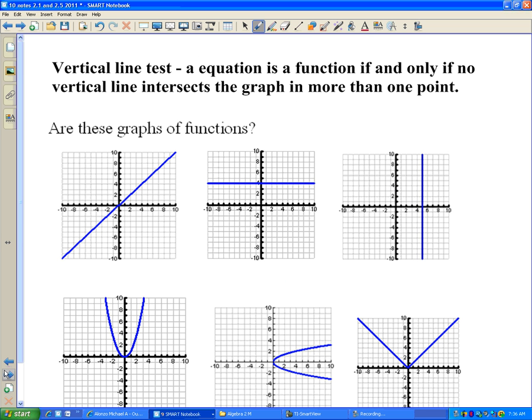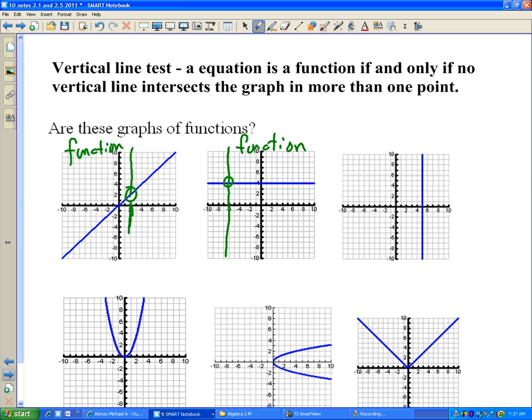If I'm looking at a graph, we use what's called the vertical line test. An equation is a function if and only if no vertical line intersects the graph in more than one point. For every x, there's only one y. When x is 2 here, I only get 1 point on my graph. When x is negative 6 here, I only get 1 point on my graph. There's no place on my graph where I have a repeat. So this first one is a function. This second graph is a function. Both of these are linear functions.